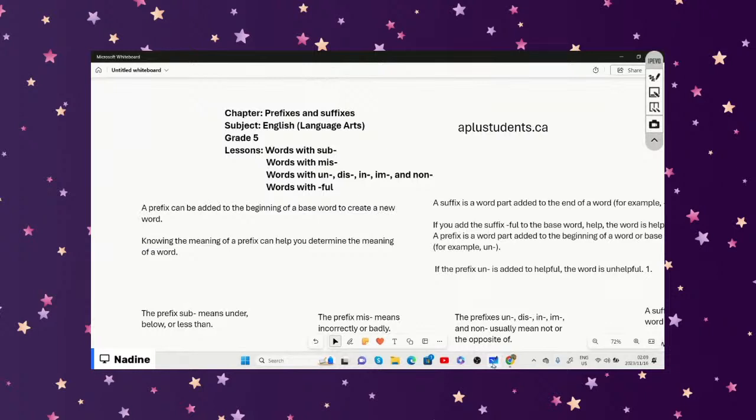All right, so we're going to start. So once again, a prefix can be added to the beginning of a base word to create a new word. So a prefix can either be, let's say, a word or a few letters that we add at the beginning of a base word. And a base word is a word that can stand on its own. And then we create a new word once you've added these words to the base word.